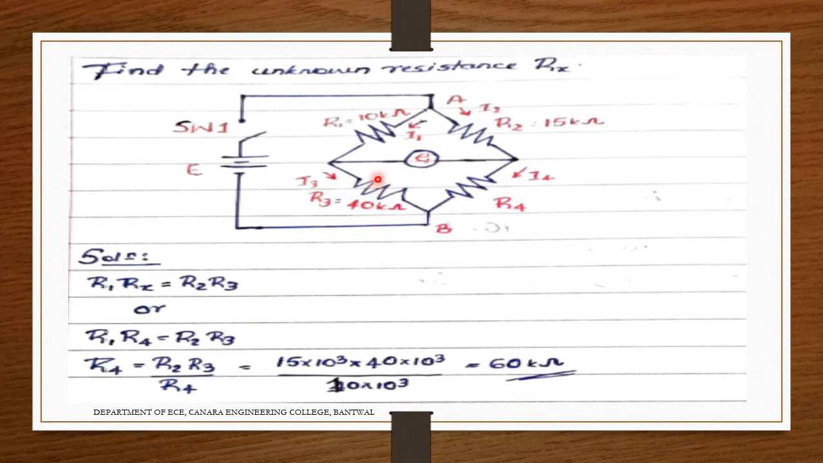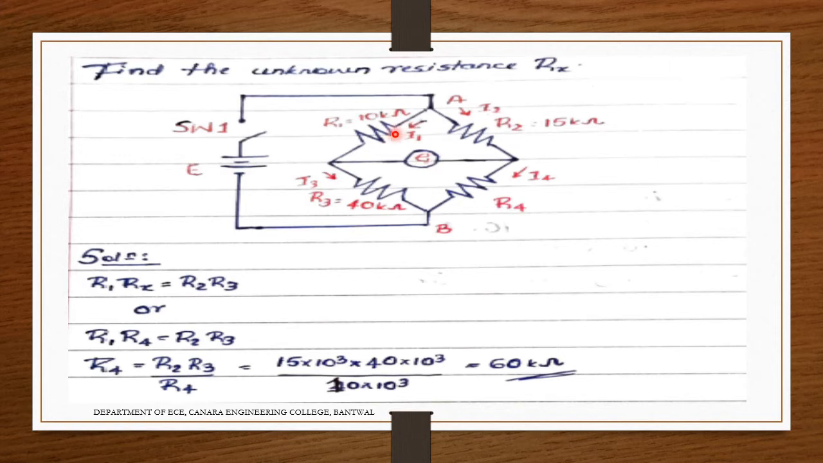What is the bridge balance condition? When the bridge is balanced, R1 and R3 relate to R2 and R4, and the galvanometer current should be 0. Determining that the current is 0 tells us the bridge is balanced. So we have to find the unknown resistance Rx here.